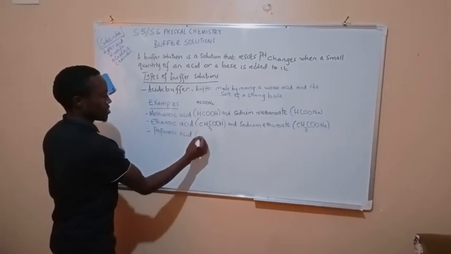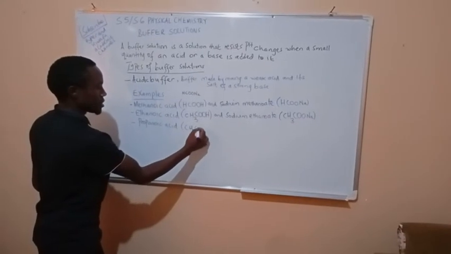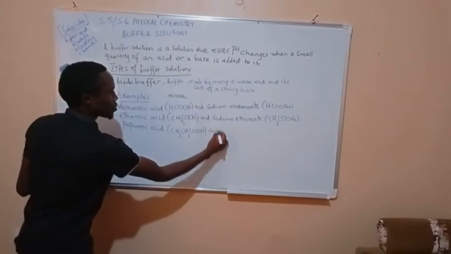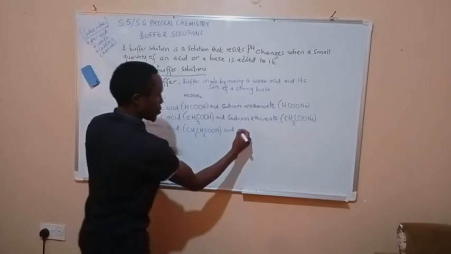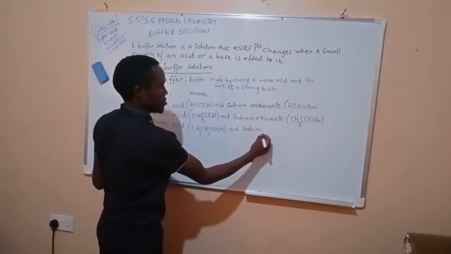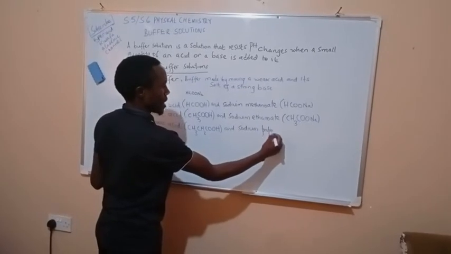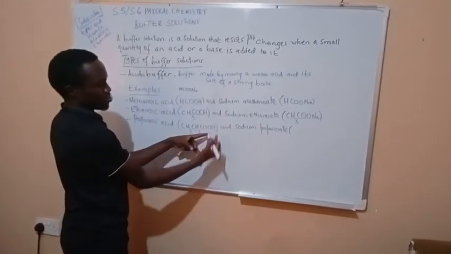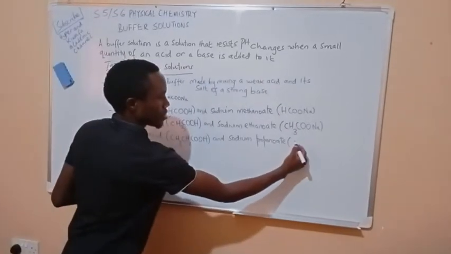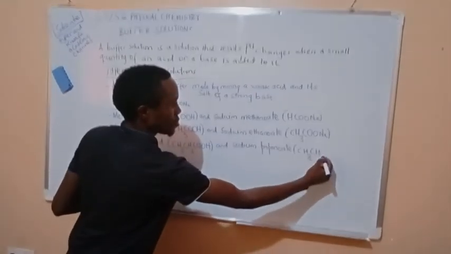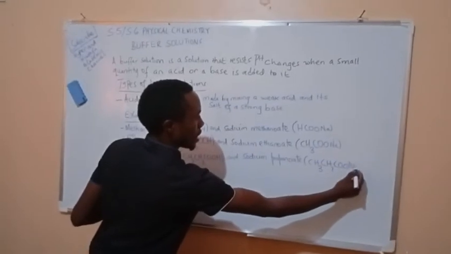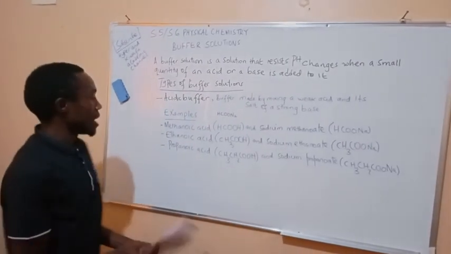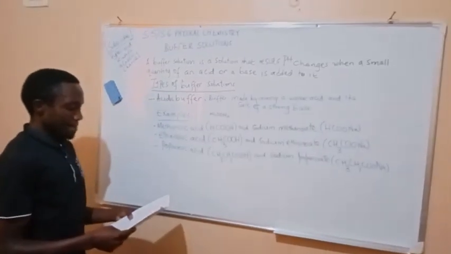Propanoic acid is written as CH3CH2COOH, and its salt will be sodium propanoate. We just replace the proton with sodium. So sodium propanoate is CH3CH2COONa. That is our sodium propanoate. So all these ones that I've written here are examples of acidic buffers.